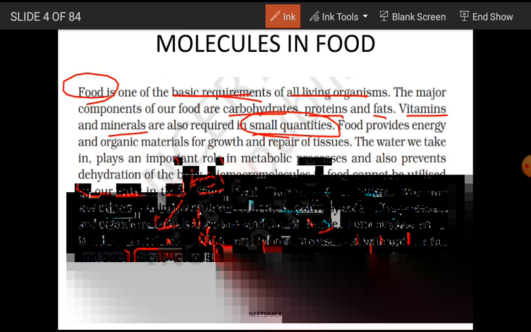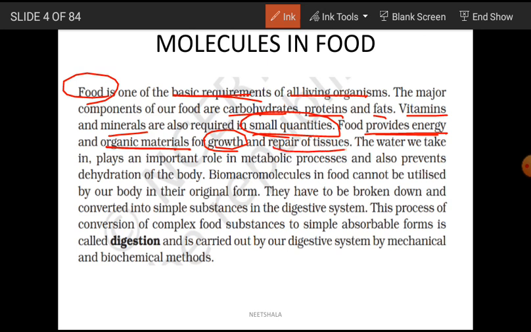So here, food provides us energy, that is the first function of eating food. And the second thing, it also provides organic materials. Now, what is the use of these organic materials? These organic materials can be used for two purposes. One is for the growth and another is for the repair of tissues. Hamara tissues har samay damage hota hai because of the effects of the environment. So, is tissues ko repair karne ke liye energy chahiye aur organic materials bhi chahiye. Those organic materials are coming from the food that we eat.